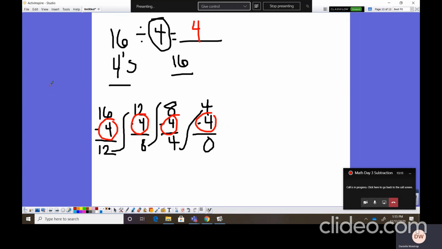So finish the bottom, do 21 divided by 7 and 24 divided by 6 on your own, and then go back and catch the top. Match up the repeated subtraction on the left to the division problem on the right.